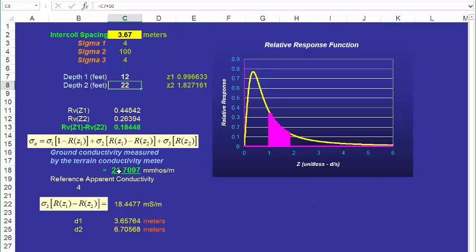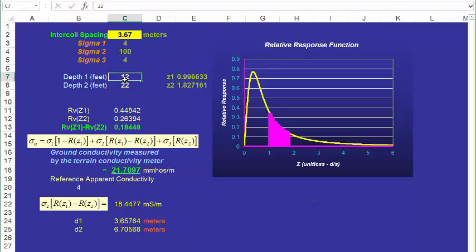And we can see that when we work this all out, we get an apparent conductivity of 21.7. This is 18.5 millisiemens per meter above the background conductivity if it were uncontaminated. The apparent conductivity that we'd measure would be just 4 millisiemens per meter. So, no question, we're going to be able to see that.